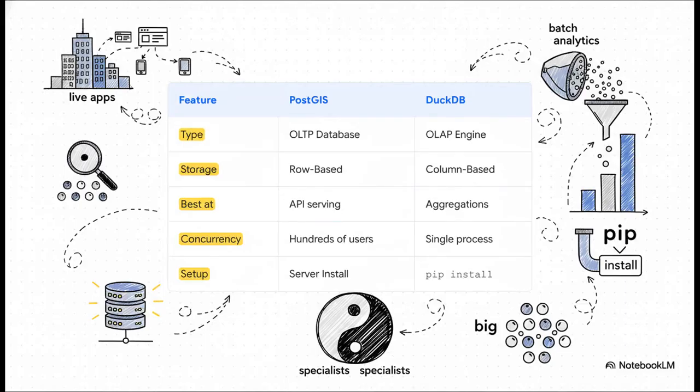And when you put them side by side like this, it all just clicks, doesn't it? Look at Best At, API serving versus aggregations, or the performance rows. PostGIS is microsecond fast for one row, but DuckDB crushes the big aggregation. They're not even in the same weight class because they're not fighting in the same sport. They're specialists.